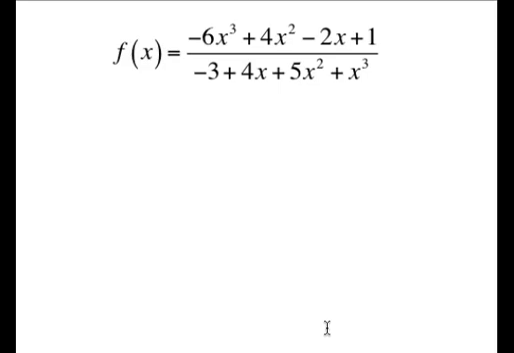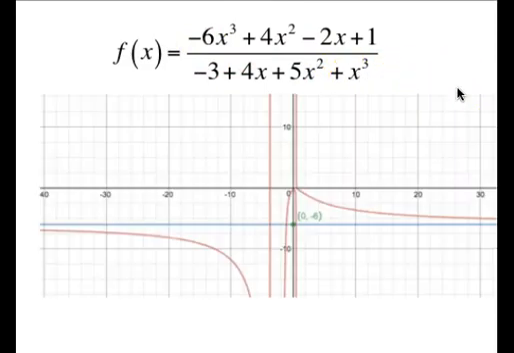So looking at this example, we have f of x is negative 6x cubed plus 4x squared minus 2x plus 1 over negative 3 plus 4x plus 5x squared plus x cubed. Highest power on the top, x cubed. Highest power on the bottom, x cubed. They are the same. Degrees on the top and the bottom are the same, so we will have a horizontal asymptote. We ignore everything else. Just looking at the highest powers, negative 6x cubed over 1x cubed gives you an indication of where that asymptote should be. So there's our picture.